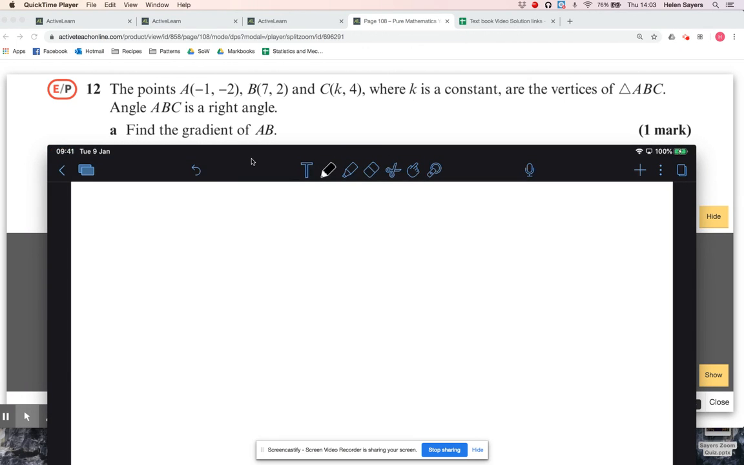Okay, so I think 12A is all right. The main thing here is not to get put off by the talk about triangles and vertices, because all they ask for to start with is the gradient of AB, and you can see it's only worth 1 mark.